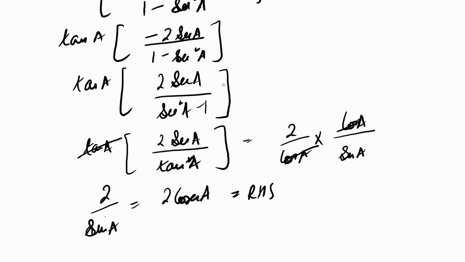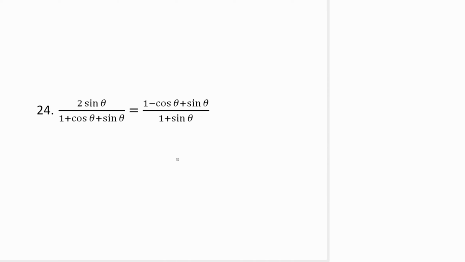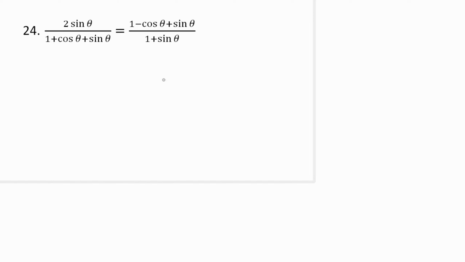Now let's move on to the next question. This is the 24th question. In the 24th question, what we will do is we will start with the right hand side, because the denominator is much simpler in the right hand side. So we will start with the right hand side and then we will move forward.